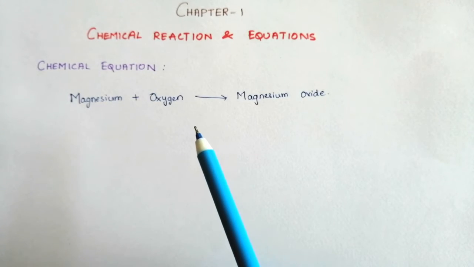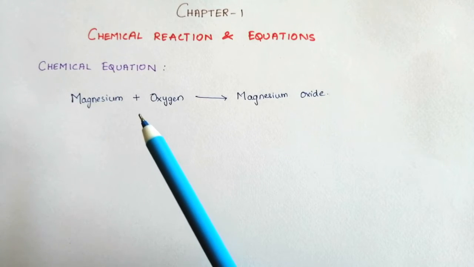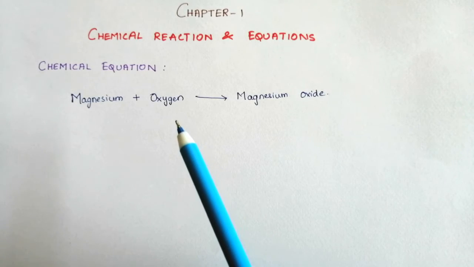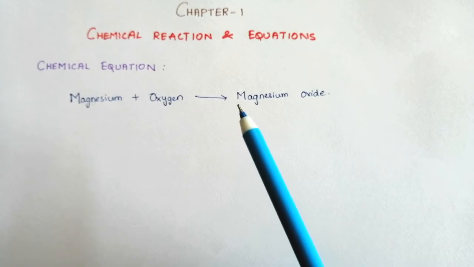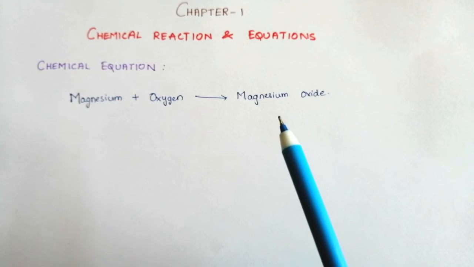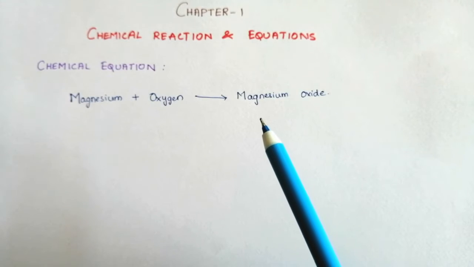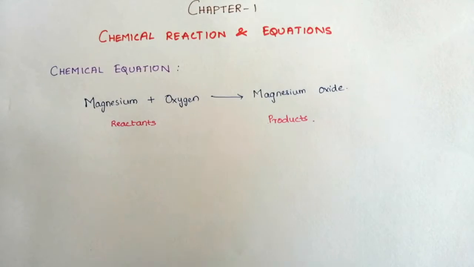If there are more than one reactant, we indicate that with a plus sign. That is, magnesium reacts with oxygen is indicated with a plus sign in between those two, and the arrow is present between the reactants and product. This arrowhead is facing towards the product, that is, it indicates the direction of the reaction. If you see here, reactants magnesium and oxygen are reacting to form the product magnesium oxide. This is known as the word form of a chemical equation.